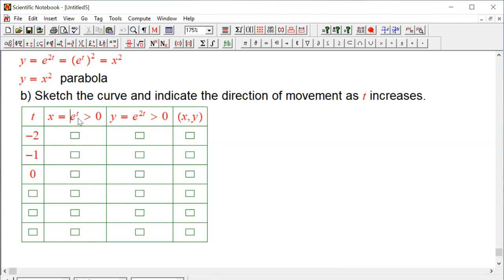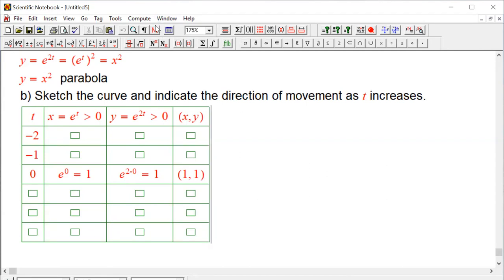So at time 0, e to the power t, e to the power 0, is equal to 1. And the other one, e to the power 2t, is e to the power 2 times 0, which is also equal to 1. So at moment 0, we have 1, 1.